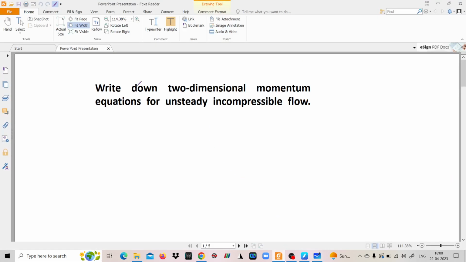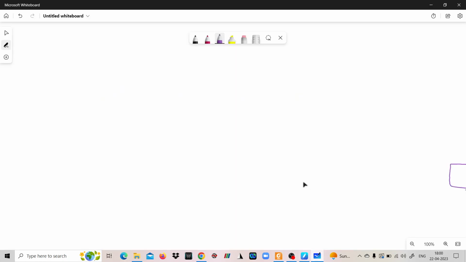Let's see. So this is the first problem. You have to write down the two-dimensional momentum equation for unsteady incompressible flow. At this particular stage, I don't think we need to spend too much time on this, because you have already seen what the momentum equation is. So basically you need to write the two-dimensional unsteady momentum equation. All of you just take 2 minutes and try to write the answer, the two-dimensional momentum equation or the Navier-Stokes equation for unsteady flow.